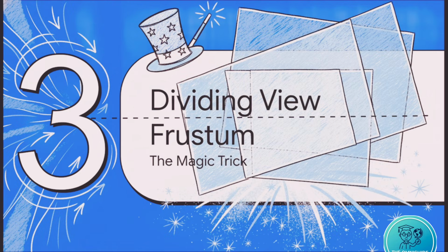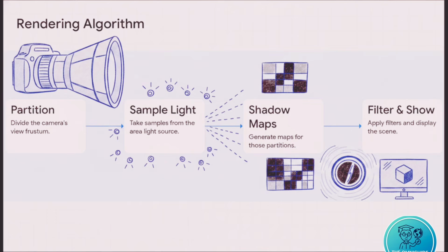Which brings us to Section 3, dividing the view frustum. This is where the magic trick happens. To get around this massive computational roadblock, researchers proposed a completely innovative algorithm. Let's walk through it quickly.